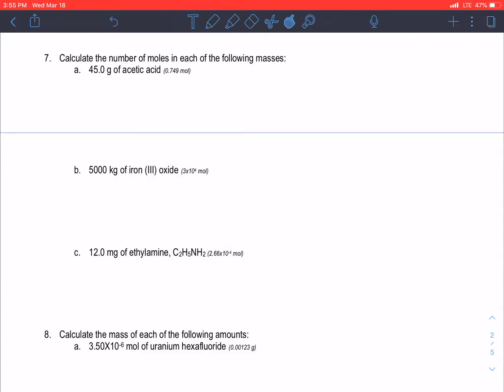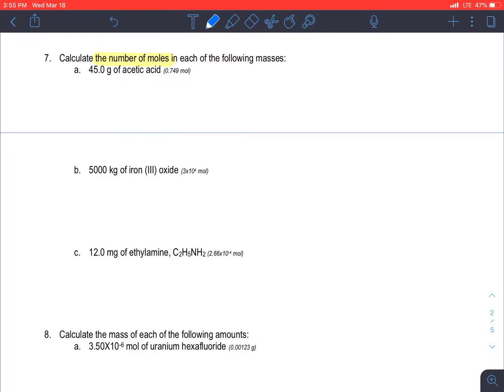Some of these names we have not worked with yet, for example, like acetic acid. Iron 3 oxide is one that you should be able to form at this moment. And as you go on throughout this worksheet, you're going to start to see compounds instead of single atoms. So depending on what the thing is asking, for example, number 7 is asking for you to find number of moles. You need to treat each number separately.